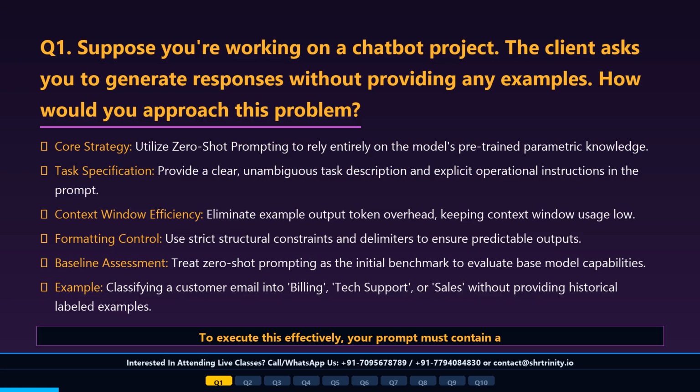To execute this effectively, your prompt must contain a precise task description, explicit instructions, and strict output formatting constraints. Structuring the prompt with delimiters helps isolate instructions from input data, preventing unpredictable outputs. Let's walk through our example step by step. Imagine a customer support chatbot receiving an incoming email that says, "I cannot log into my account."